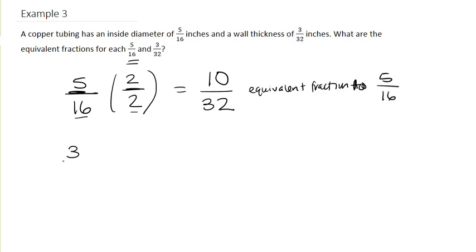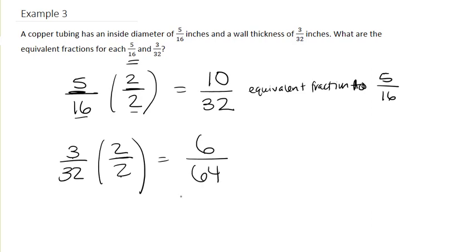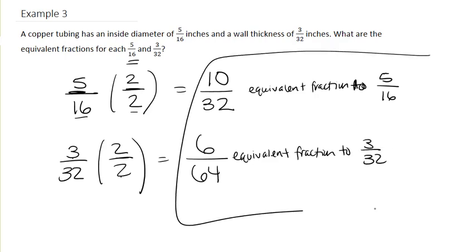Now let's look at 3 over 32. Let's go ahead and multiply it by 2 over 2 as well. So 3 times 2 is 6. Now 32 times 2 is 64. Now 6 over 64 is an equivalent fraction to 3 over 32. So these are equivalent fractions to the two different fractions.